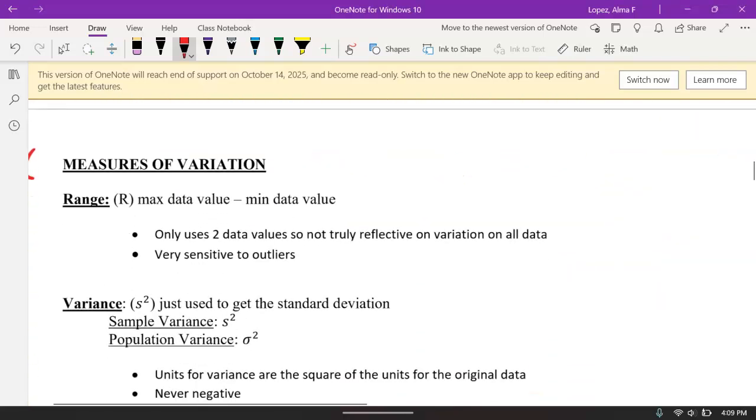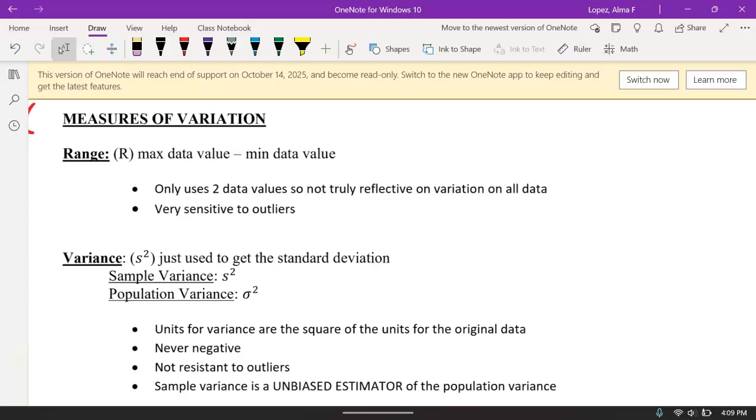All right, in our third part, we're going to be looking at our measures of variation. There are actually only 3 measures of variation. Our first one is called the range, and it will be denoted with a capital R. To find the range, we take the largest value minus the smallest value. It's the distance from the smallest to the largest.